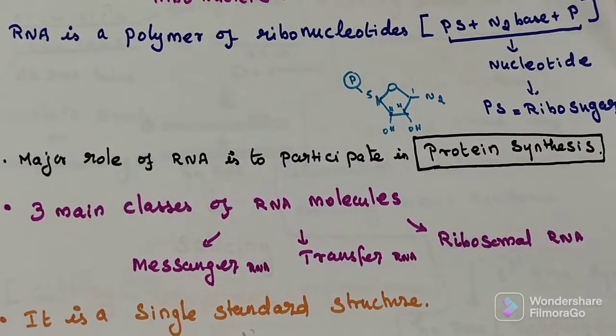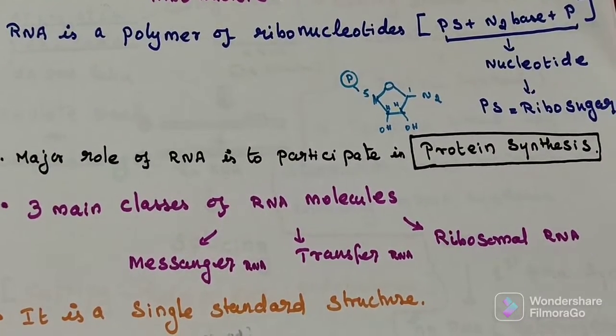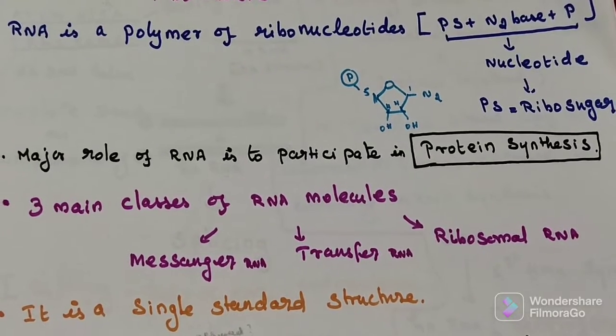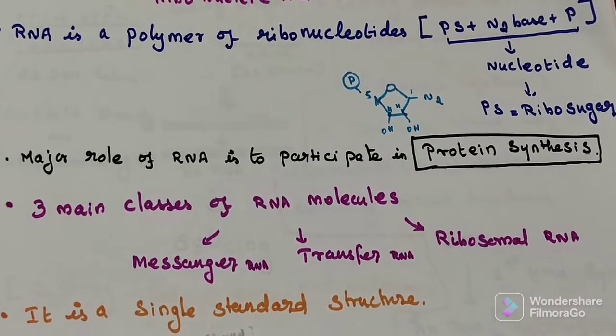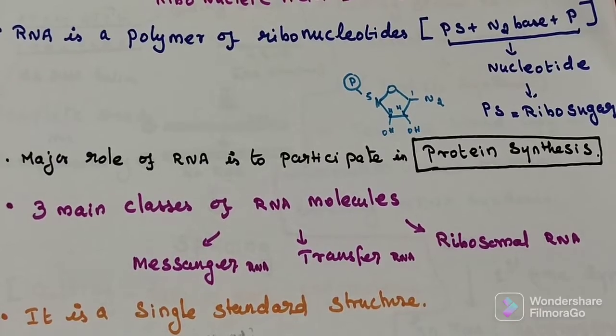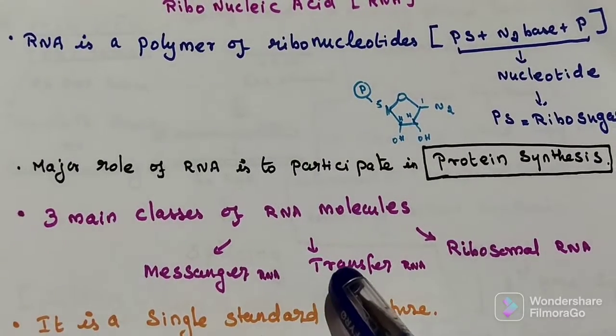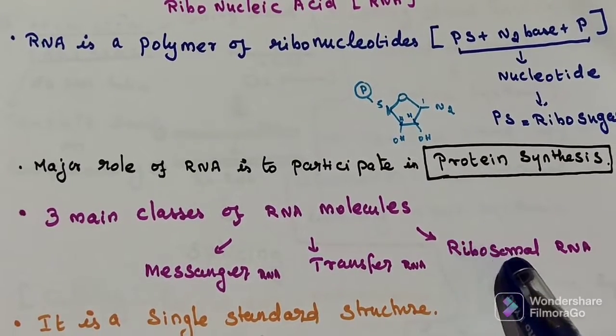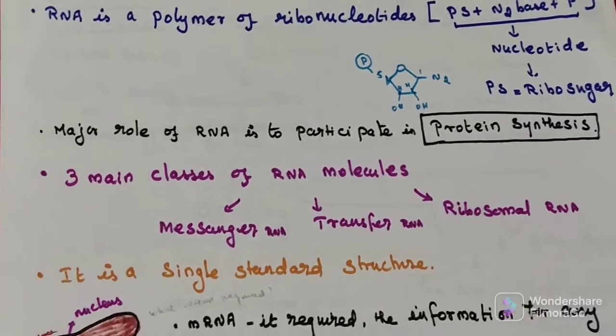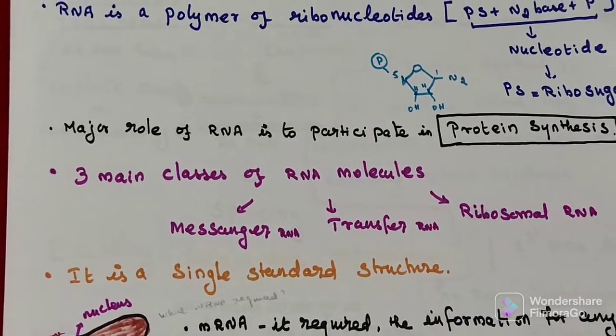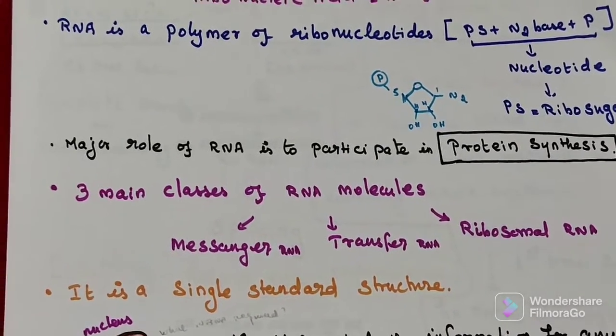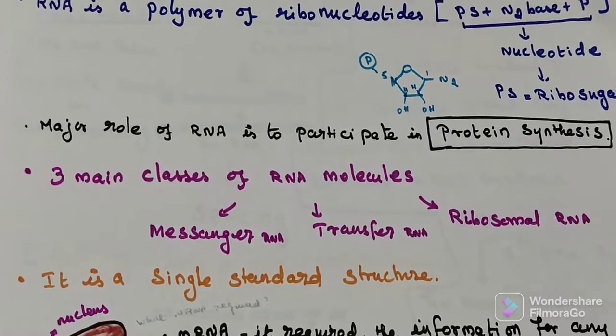Three classes of RNA molecule exist. What are the molecules? mRNA, tRNA and rRNA: messenger RNA, transfer RNA, ribosomal RNA. RNAs are single stranded molecules.